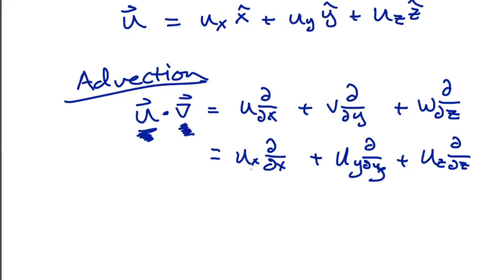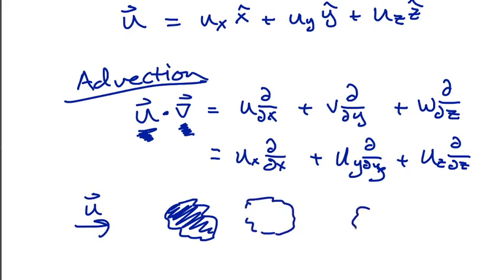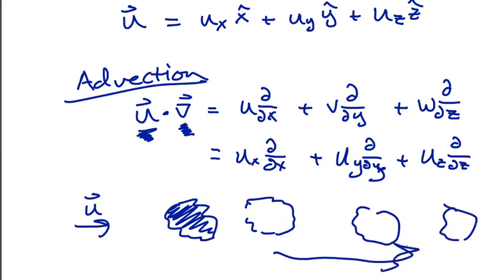Something can only be pushed by a flow if there are gradients to the thing. If I have some blob like this, and I have some velocity this way, u vector, then that velocity will take this blob and it'll move it over here, and then it'll move it over here, and then it'll move it over here. Zoop, and I'll move it along.